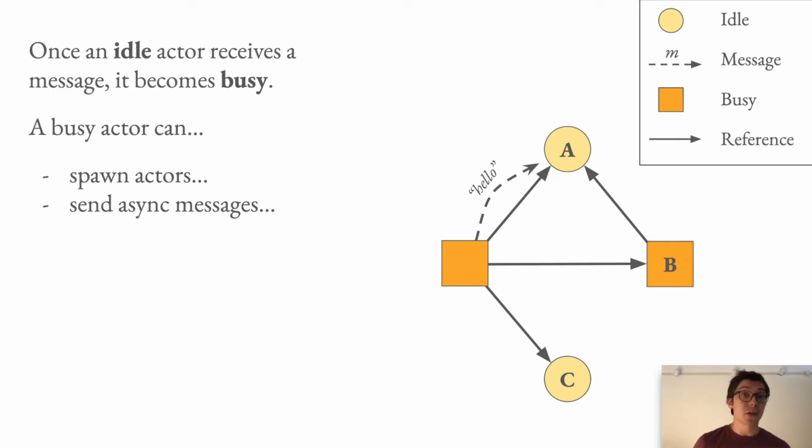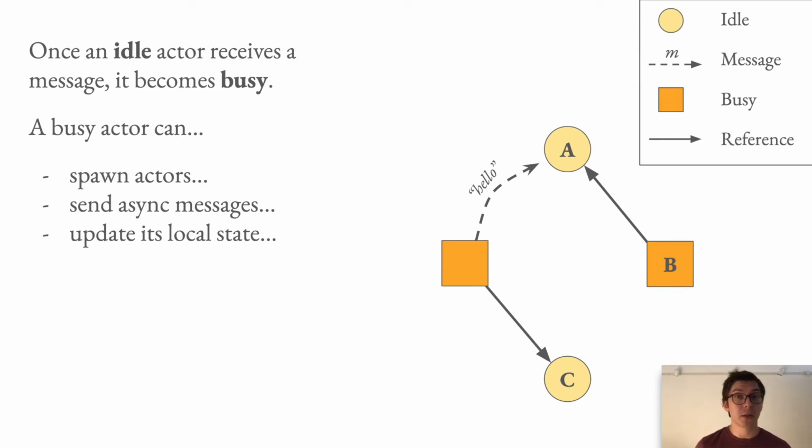So note that a reference is just an address, it's not a channel. So in general, actors don't know who has their address. To do that would require some kind of synchronization. And busy actors can also update their state. And this means, for example, removing references from their local state. And notice that the parent can forget a reference before the message is even delivered.